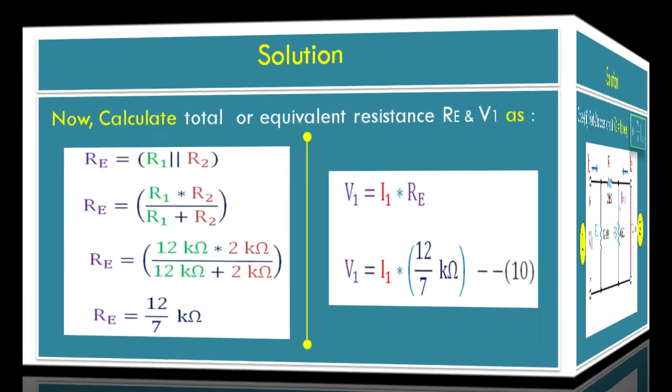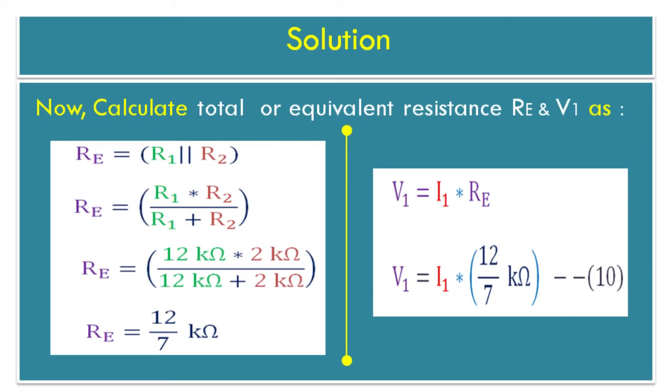Now calculate equivalent resistance and voltage V1 as equivalent resistance is equal to resistance R1 parallel to resistance R2, which is equal to R1 into R2 divided by R1 plus R2. Substitute resistance R1 is equal to 12 kilo ohm and resistance R2 is equal to 2 kilo ohm. After calculation, we get equivalent resistance is equal to 12 upon 7 kilo ohm.